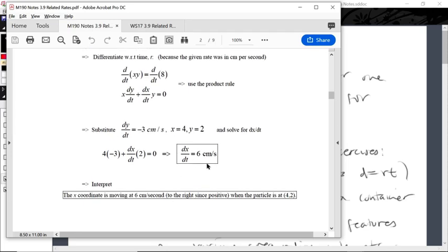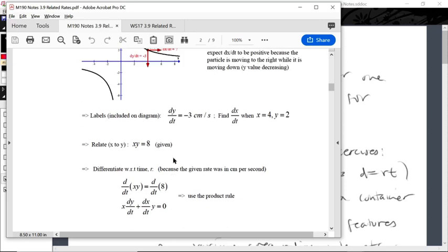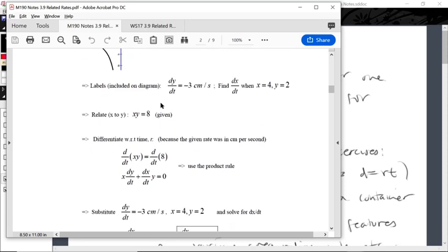And we got dx/dt is equal to 6 centimeters per second. Notice that is a positive quantity. It came out right from the equation. And that makes sense in terms of the geometry for the picture that we created.